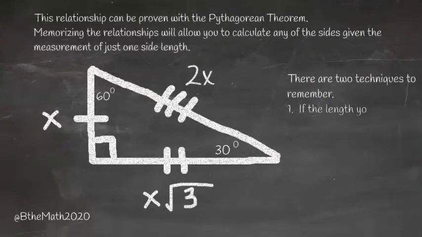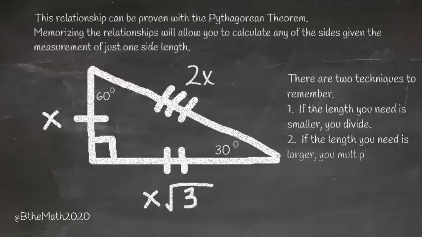There are two techniques to remember. First, if the length you need is smaller, you divide. Second, if the length you need is larger, you multiply.